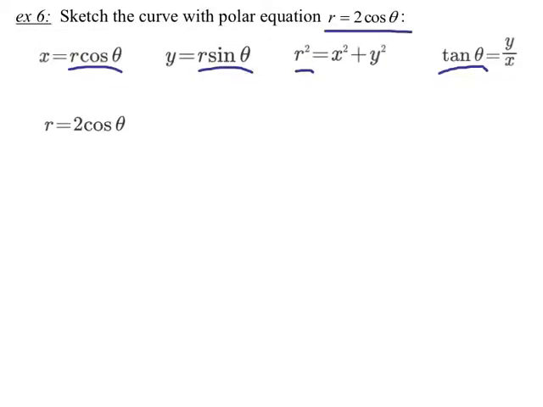So starting with r equals 2 cosine theta, I'm guessing a lot of you tried squaring both sides, and that's great. For the left side of the equation, we end up with an r squared, which we could swap out for an x squared plus y squared. But on the right side, having a cosine squared is not at all productive.